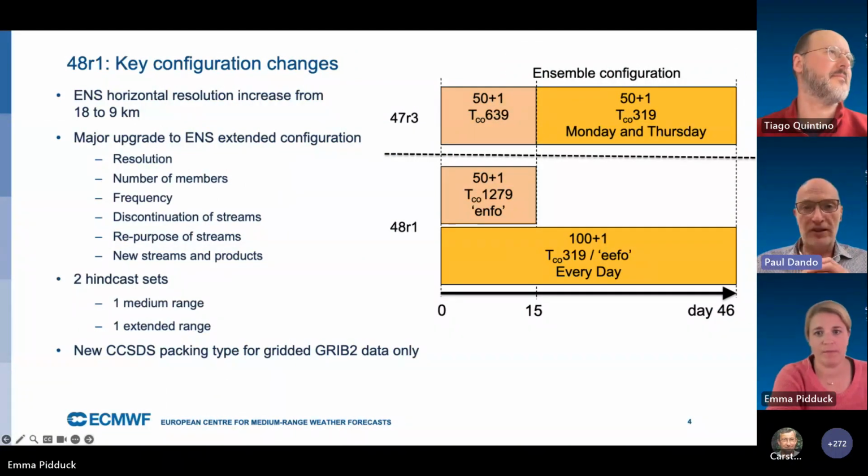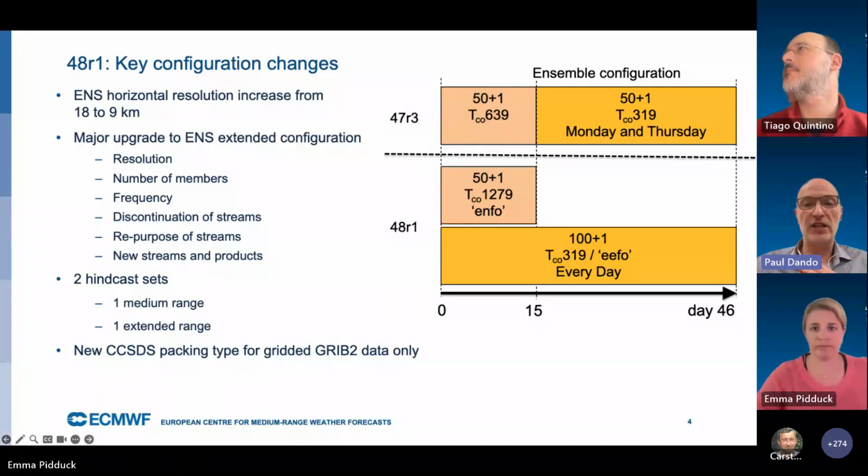Here we want to talk about the key configuration changes that we're introducing with the Cycle 48R1. Biggest thing for me is the change to the horizontal resolution of the ensemble forecast, where we're going to increase this from the current 18-kilometer resolution to a 9-kilometer resolution.